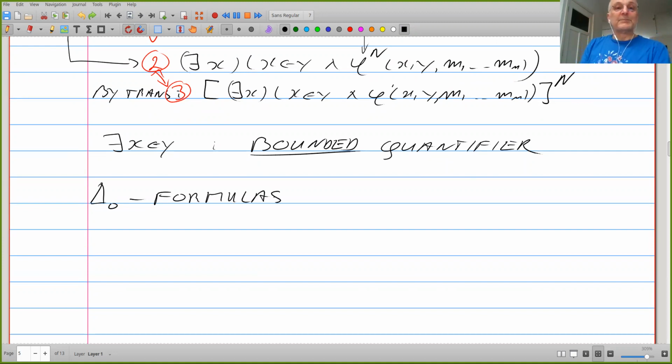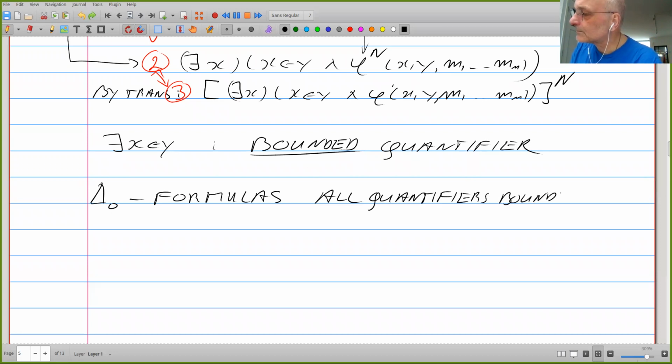This gives rise to a special family of formulas. We call them delta zero formulas. The delta zero notation, I think, is due to Levy from somewhere in the 60s. All quantifiers bounded. So what does it mean to be a delta zero formula? These two are delta zero.